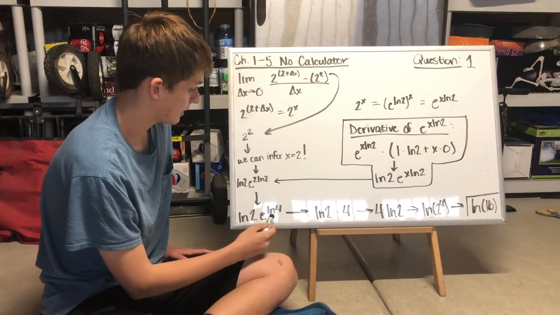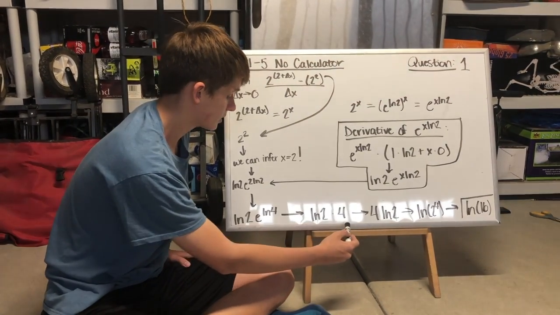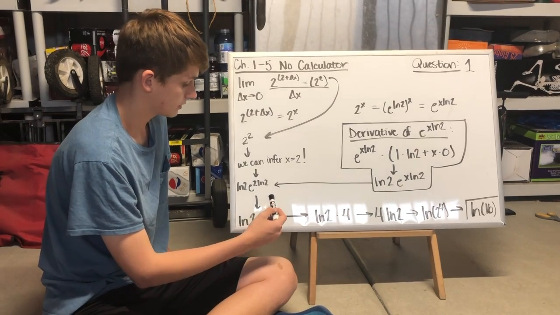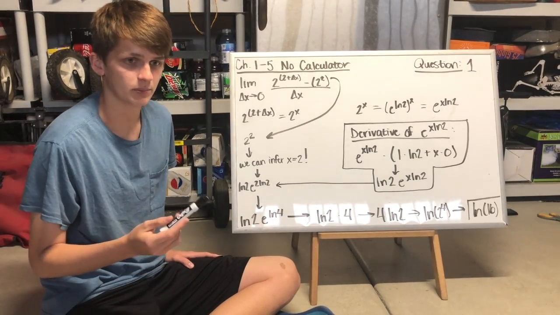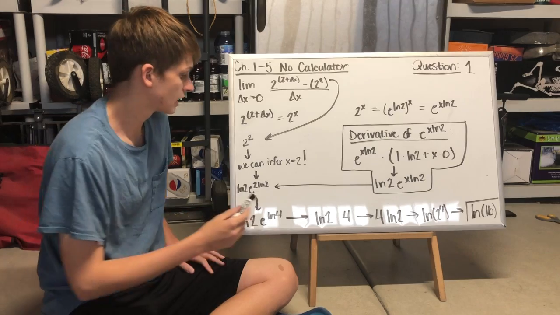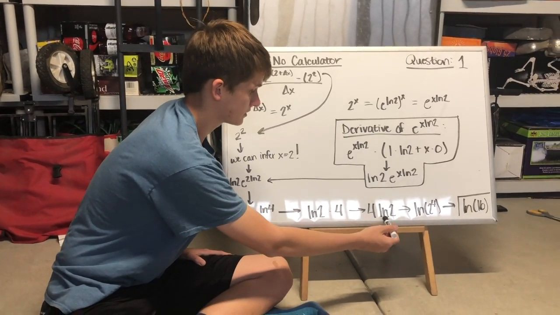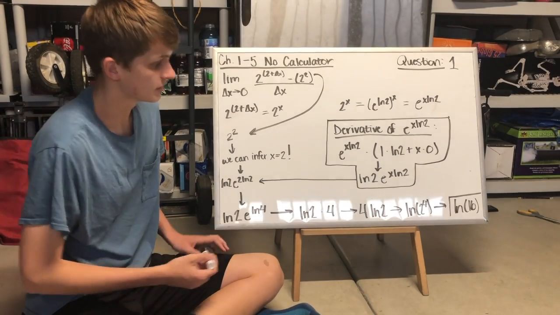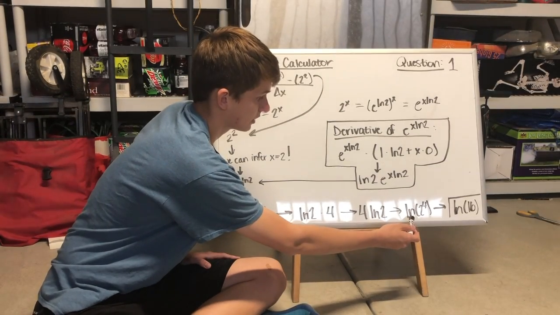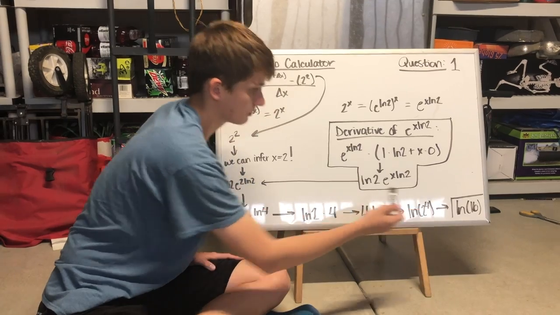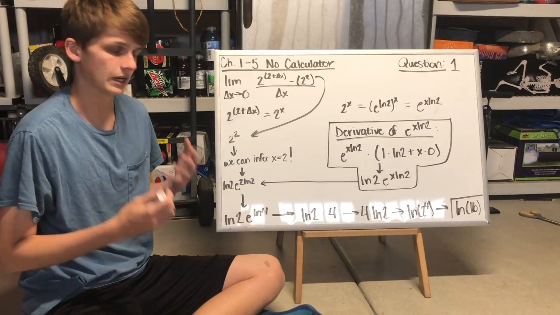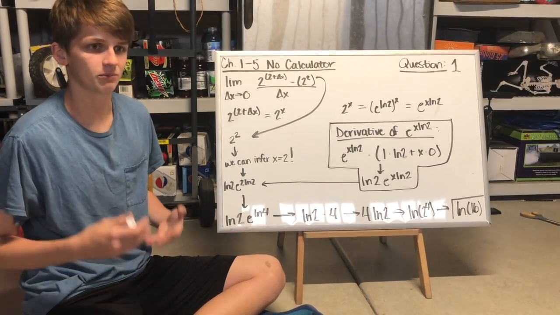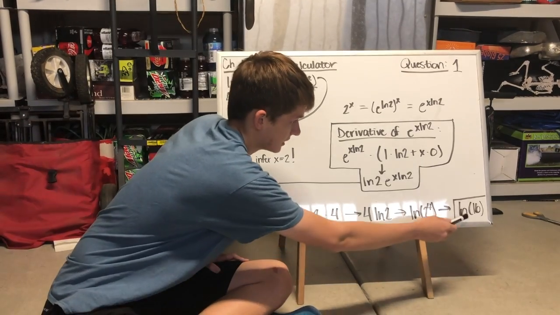So now we can rewrite this as the natural log of 2 times 4, since e to the natural log of some number is just that number, which turns into 4 times the natural log of 2 based off of an algebraic multiplication property, which results in the natural log of 2 to the power of 4 based off of an exponential natural logarithm rule, which turns into the natural log of 16.